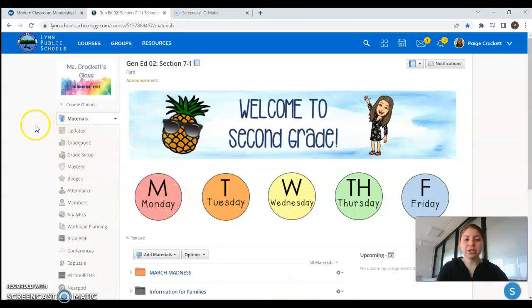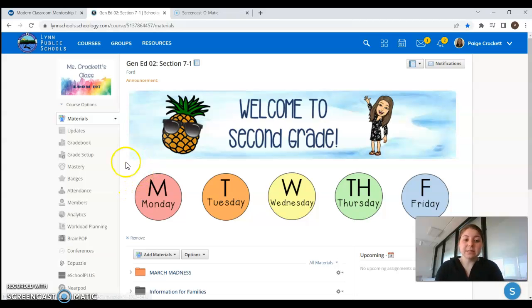Hi, for our learning management system at my school, we use Schoology. This is the second year we've used it, and the kids are pretty familiar with it. This is currently what I have in my classroom. We go by day, and then within each day, we have the subject. It makes it a little easier.